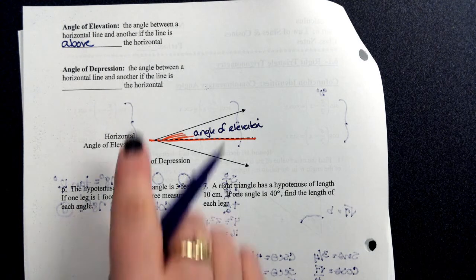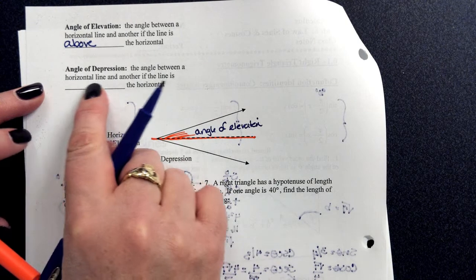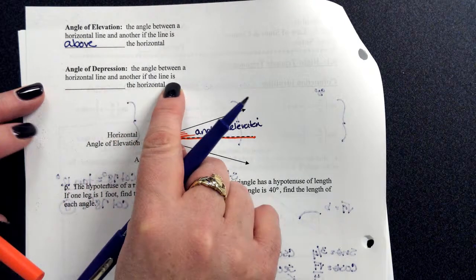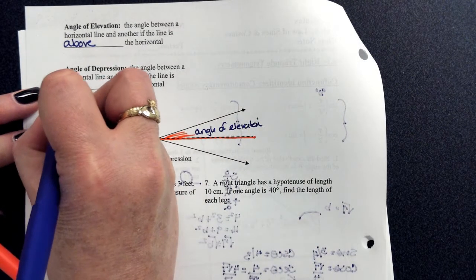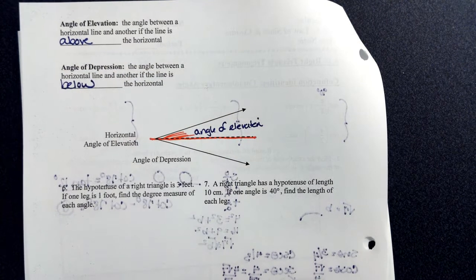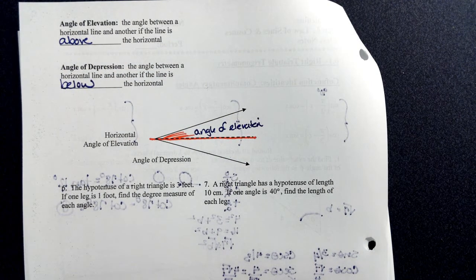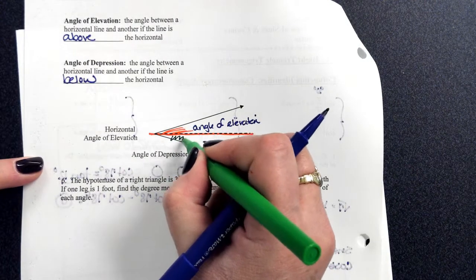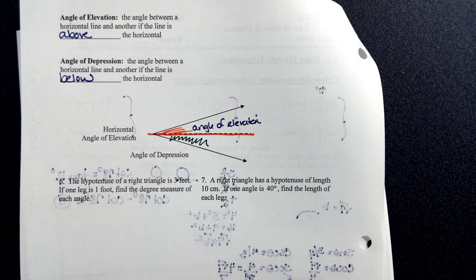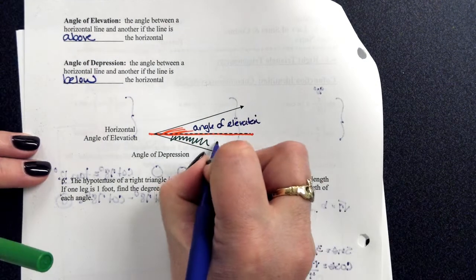The angle of depression is the angle between a horizontal line and another line if the line is below the horizontal. So right in here, again, the orange line is my horizontal. Then this is going to be my angle of depression.